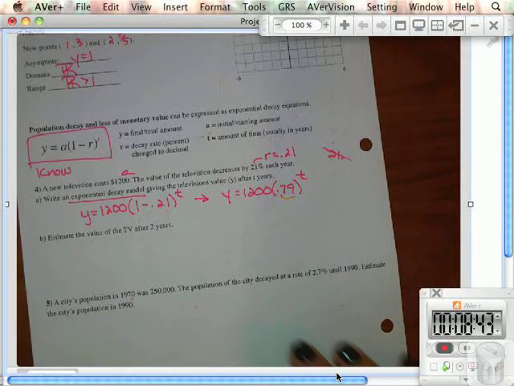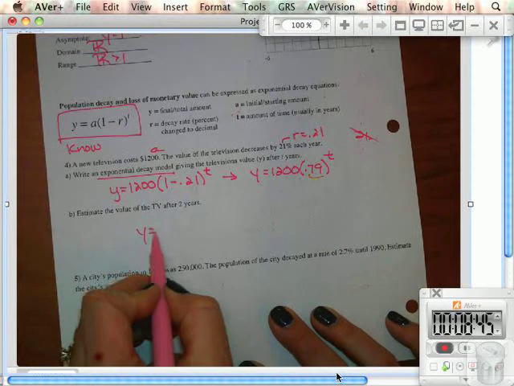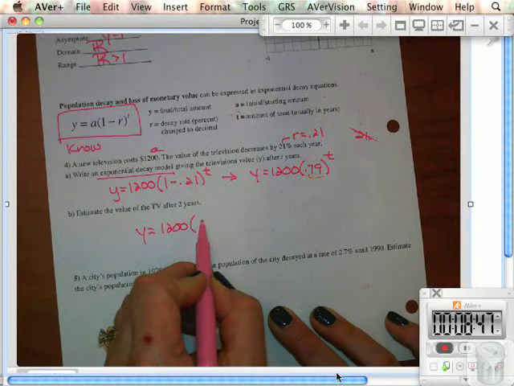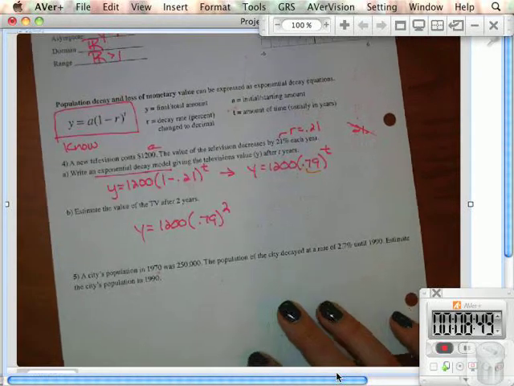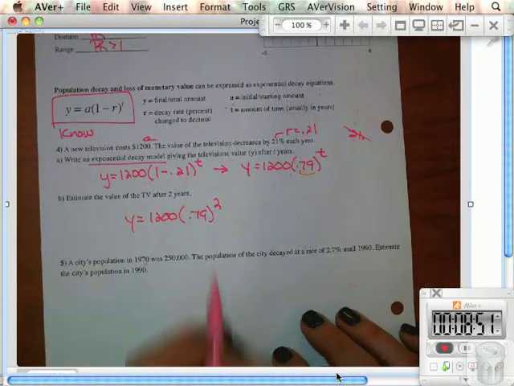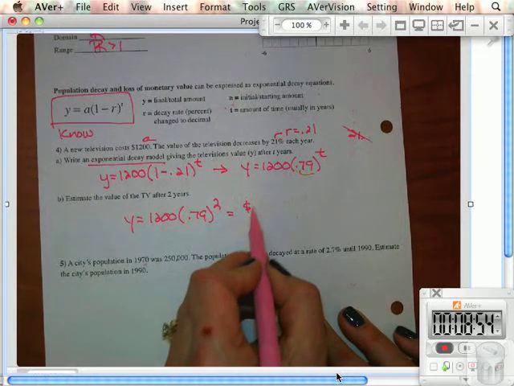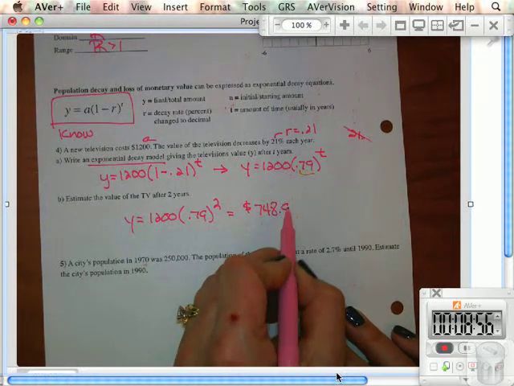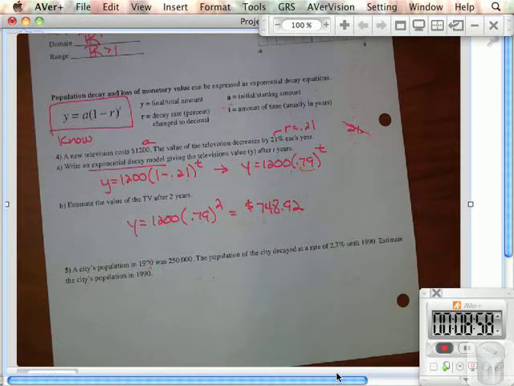Estimate the value of the TV after 2 years. So what do we do? Plug in 2 for T. And after 2 years, it would only be $748.92. So it went down quite a bit in 2 years.